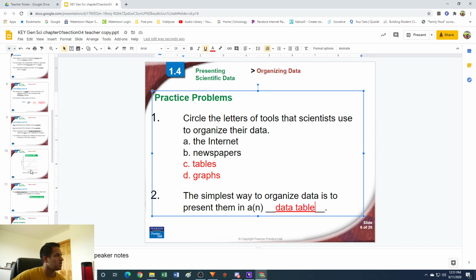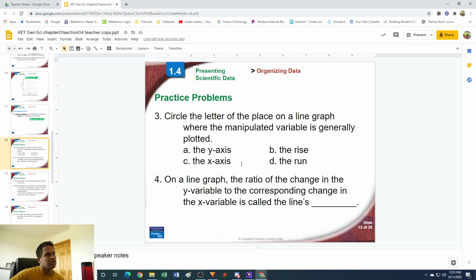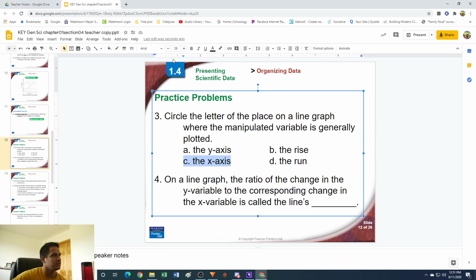The next one here, number 3, circle the letter of the place on a line graph where the manipulated variable is plotted. So this was in the notes, but we talked about how when you make line graphs, usually your manipulated variable is going to be on the X or horizontal axis, and your responding variable is going to be on the Y or the vertical axis. So this one is going to be C. The manipulated variable is generally plotted on the x-axis. The run is not really a proper term, so it's like the same thing, but we're just going to select C.